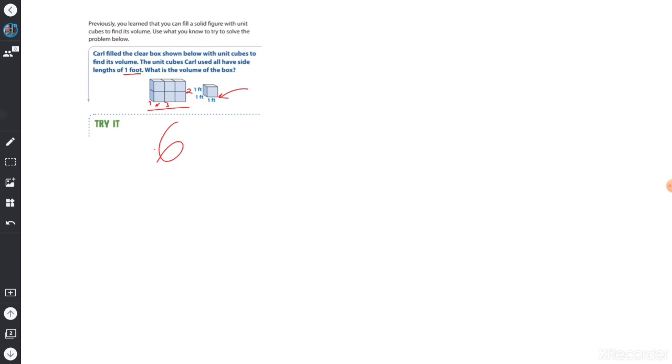Each side has a length of a foot, and since we're doing volume, it is feet to the third power, or feet cubed, or cubic feet. You can write it a lot of different ways. I think the way I wrote it first is the best way. You could write it this way, just more letters. 6 feet cubed.